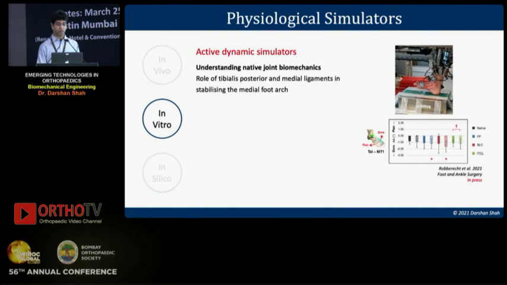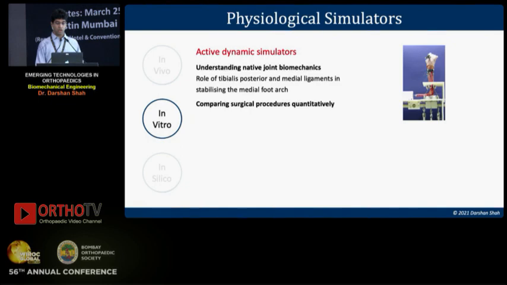So for example, we tested the role of tibialis posterior tendon and medial ligaments in stabilizing the medial foot arch using these dynamic activities on the simulator, which could also replicate the loading fashion of your foot during a gait cycle. Right? And we published this in a clinically relevant journal, if you see, Foot and Ankle Surgery. Again, this was a simulator that I myself built from scratch.